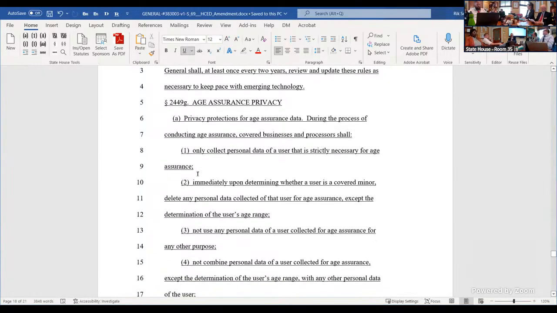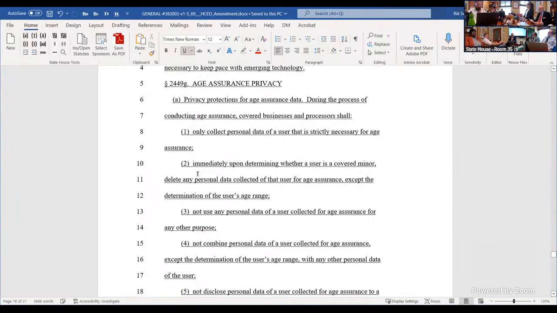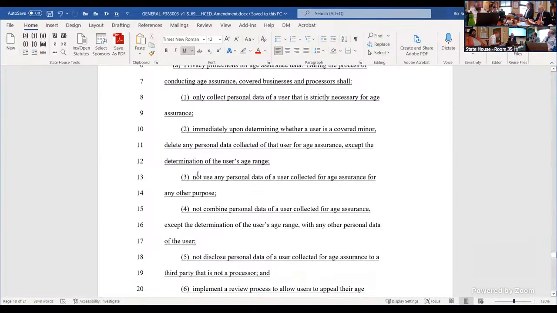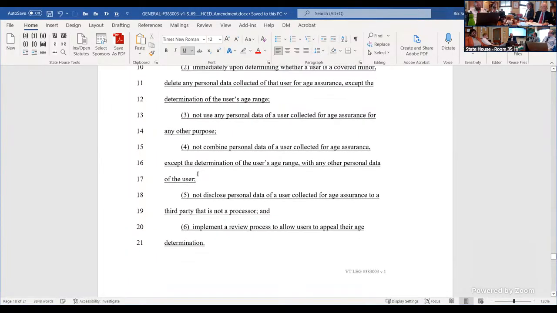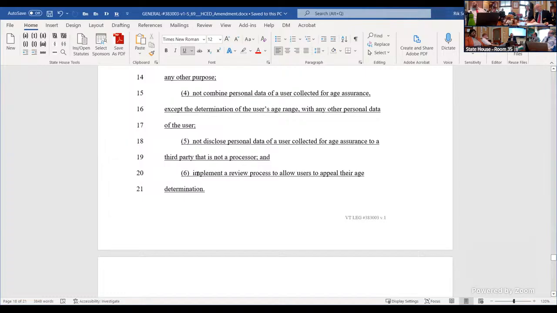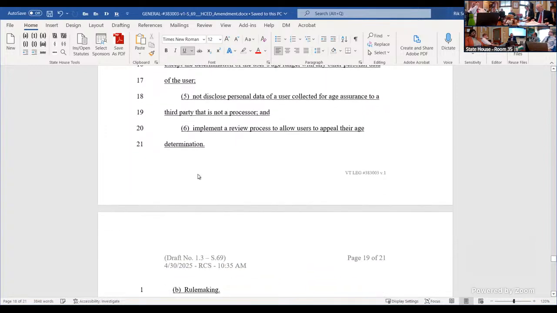Age assurance, 2449G. So we first have privacy protections for age assurance. During the process of conducting age assurance, covered businesses and processors shall only collect personal data that is strictly necessary for age assurance. Immediately upon determining whether a user is a covered minor, delete any personal data collected of that user for age assurance, except the determination of that user's age range. Not use any personal data of a user collected for age assurance for any other purpose. Not combine personal data of a user collected for age assurance, except the determination of the user's age range, with any other personal data of the user. Not disclose the data of a user collected for age assurance to a third party that is not a processor, and implement a review process to allow users to appeal their age determination.